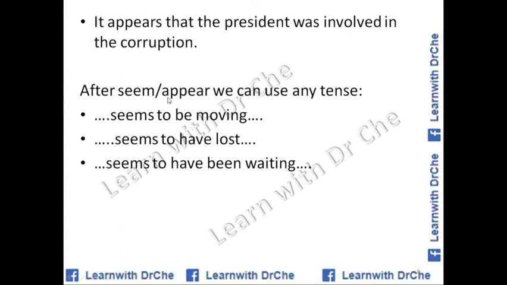After seem or appear, we can use any tense. It appears that, it seems to be moving, seems to have lost, seems to have been waiting. For example, Mr. Smith seems to have been waiting for his wife for 2 years. Mr. Smith seems to have lost his bag. Dr. Che seems to be moving from one city to other. Something like that you can.